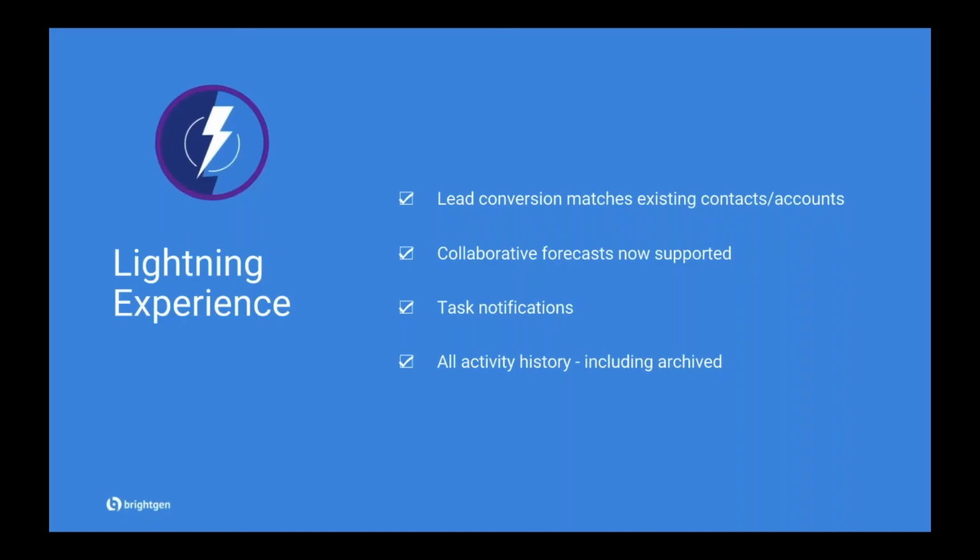A few more improvements around the Lightning Experience version of Sales Cloud. So lead conversion can now match against existing contacts and accounts, which is quite a big gap really that's been there up to now, but that's now fixed. Collaborative forecasts are now supported. Task reminders now create notifications, so you'll see the little bell at the top of the Lightning Experience turn red if there's a task notification, and you'll also get a notification card if you happen to be on that page. And the activity timeline can now display all past history, including all archived items. So you can see everything that's gone on with a particular account, contact, opportunity, etc., through the activity history trail.